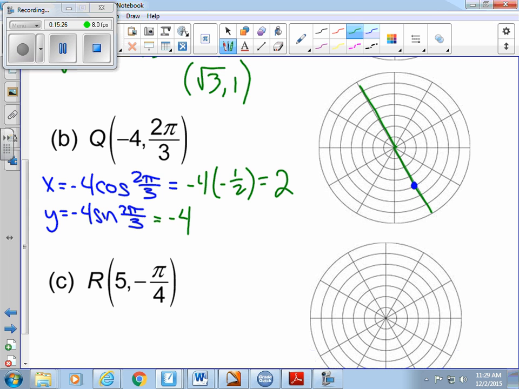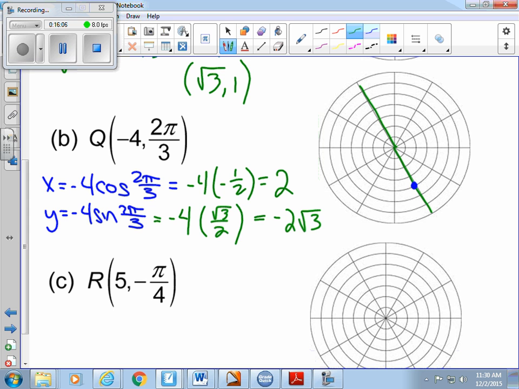Sine of 2 pi over 3 is positive root of 3 over 2. Everyone agree? Questions about how I know that? It's the unit circle practice right before the final, which is good. Negative 4 times root of 3 over 2 is negative 2 root of 3. Calculator. Any questions so far? Negative 4 times positive root of 3. I'm just doing the math.